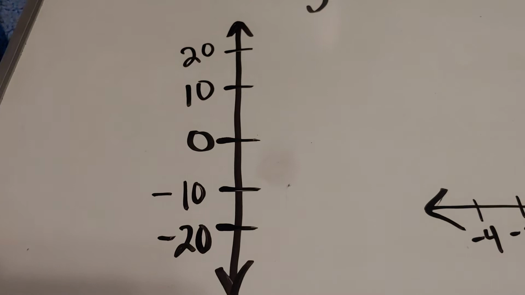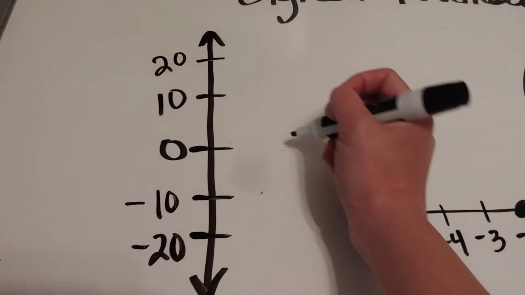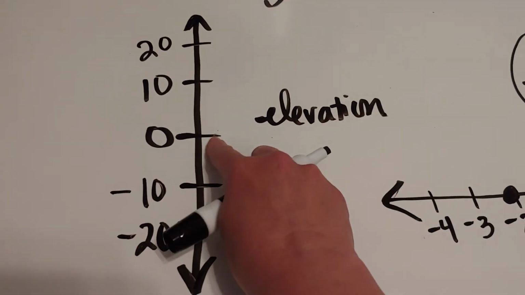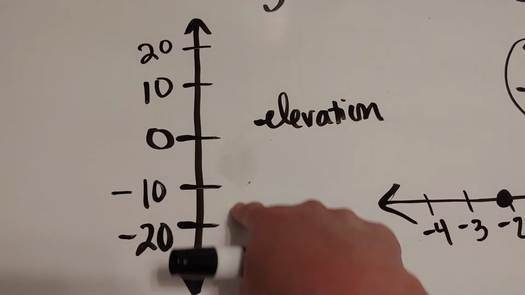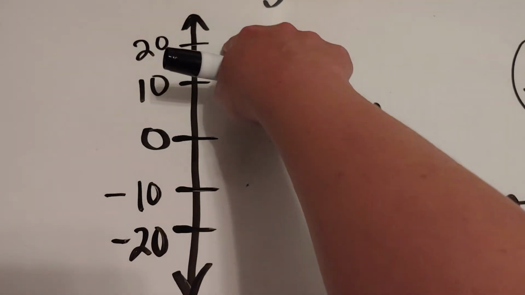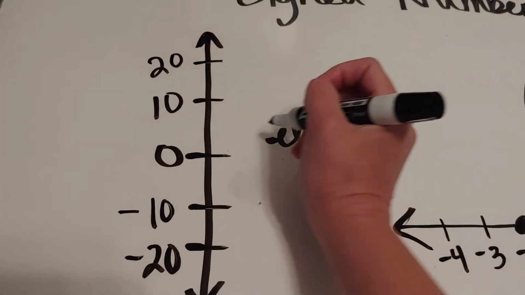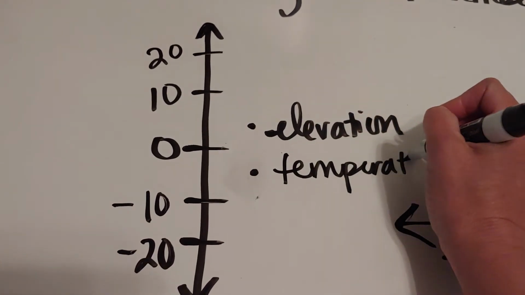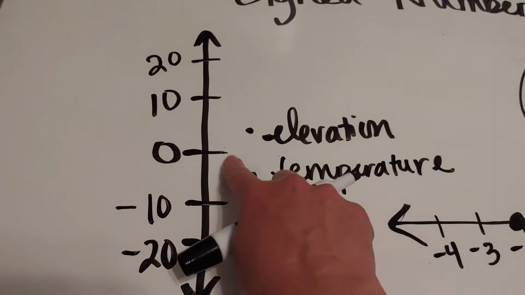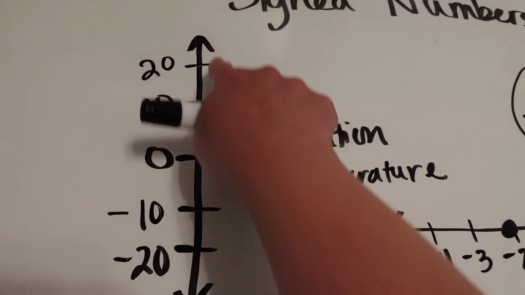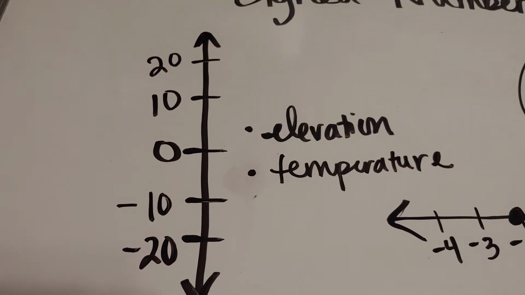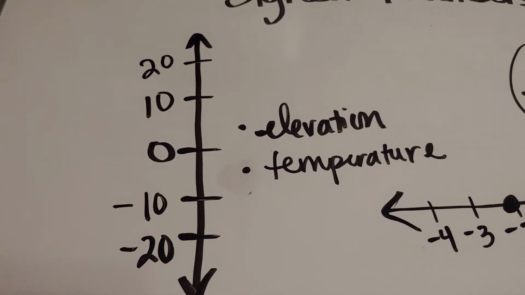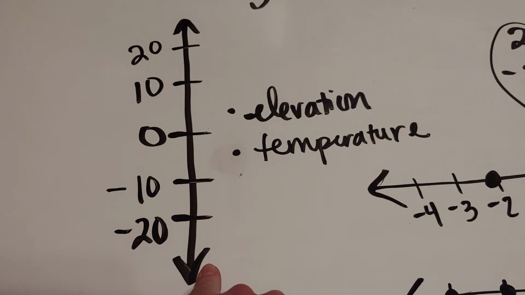Some great applications of this are things like elevation, if you want to plot elevation. Here, 0 would be sea level. So this would be below sea level, and this would be above sea level. Another application could be temperature. If you were doing temperature, this could be freezing, so below freezing, above freezing, if you're talking about Celsius. Those are just a couple of different ways that you can utilize the vertical number line.